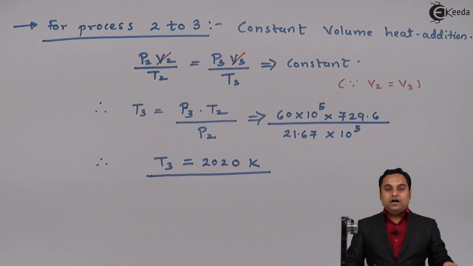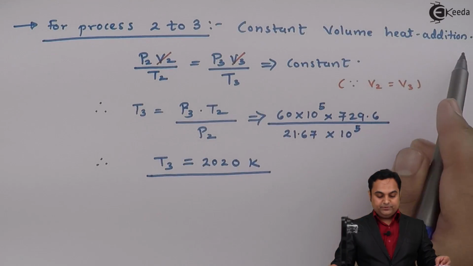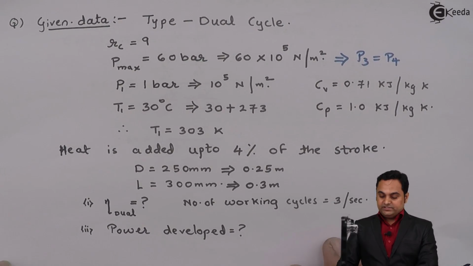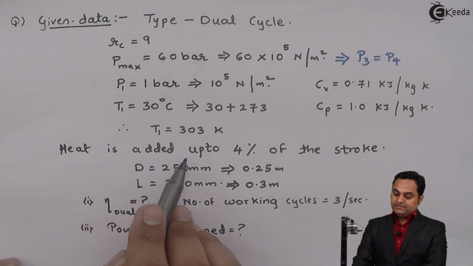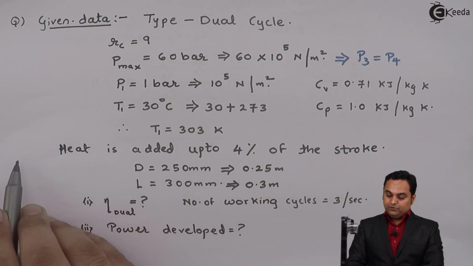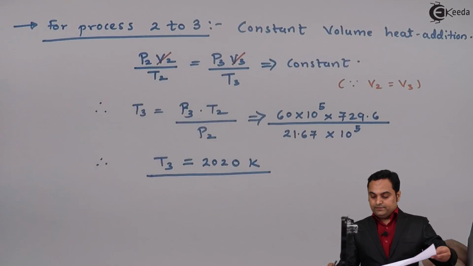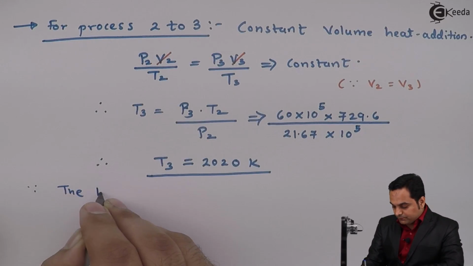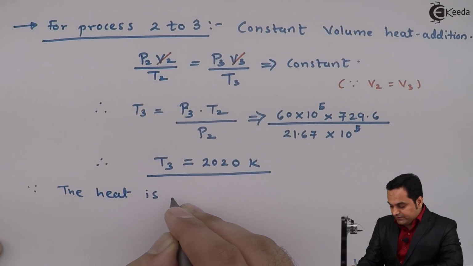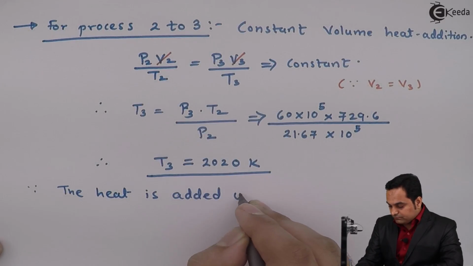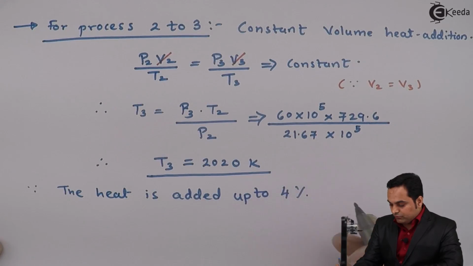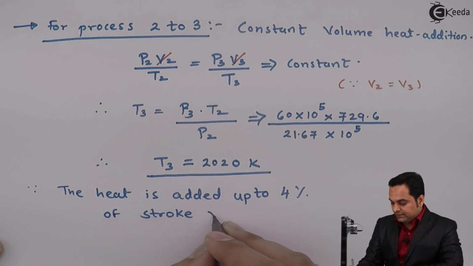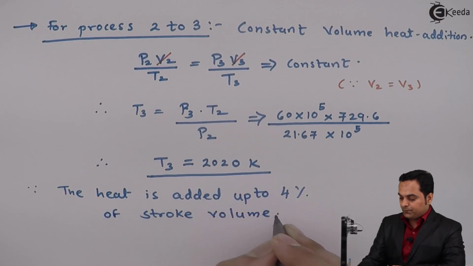Then after reaching this stage, that is constant volume heat addition, now I'll utilize one statement which they had given in the problem, that is heat is added up to 4% of the stroke. I'm going to use this statement, that since the heat is added up to 4% of stroke, and that is nothing but stroke volume.